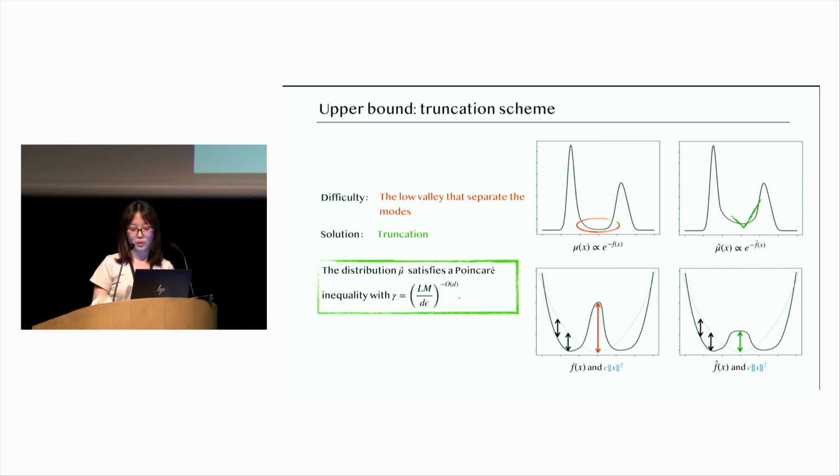And because we only modify the potential function in this area, which has a small mass, the two distributions are similar. So if we want to sample from the left distribution, we can just sample from the right distribution as a substitution. So the idea of the upper bound is to construct a similar but simpler distribution.